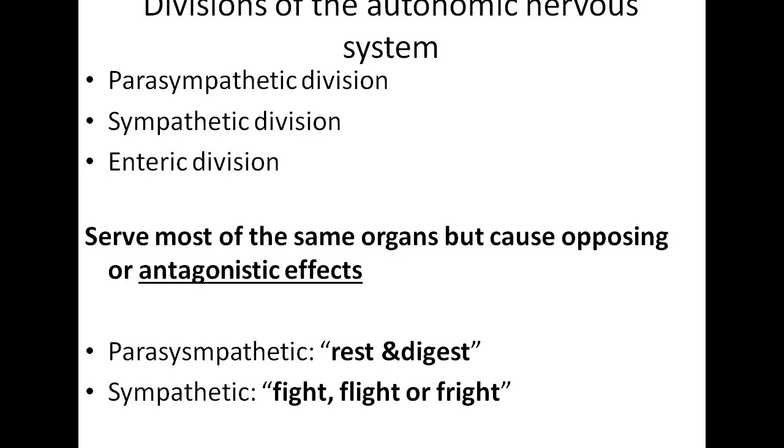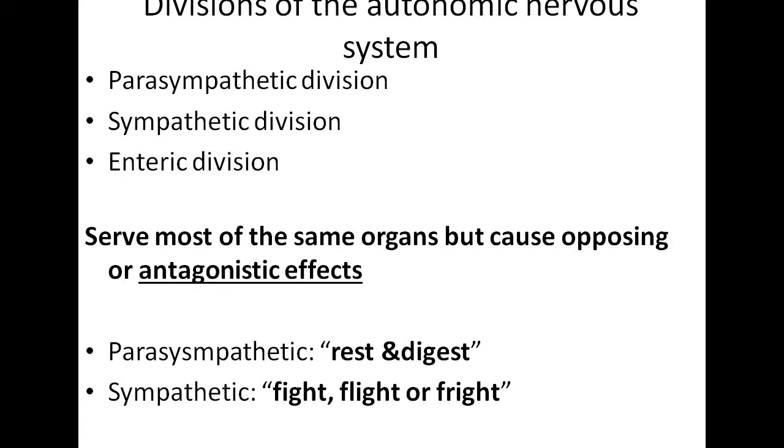The autonomic nervous system is divided into the parasympathetic division, the sympathetic division and the enteric division. The sympathetic and the parasympathetic divisions, however, have opposing effects. That is, if one is increasing the activity, the other will decrease the activity, right? So they have antagonistic effects. The parasympathetic system is the one that functions under normal conditions. It is the rest and digest system, right? Under normal circumstances, our body tends to rest and digest. That is the parasympathetic system.